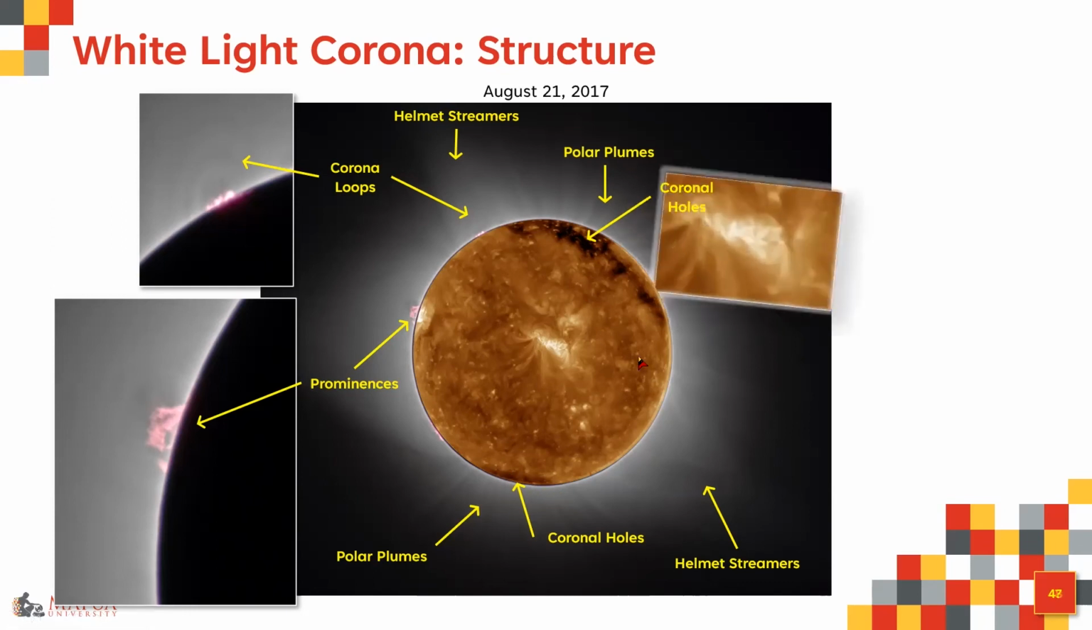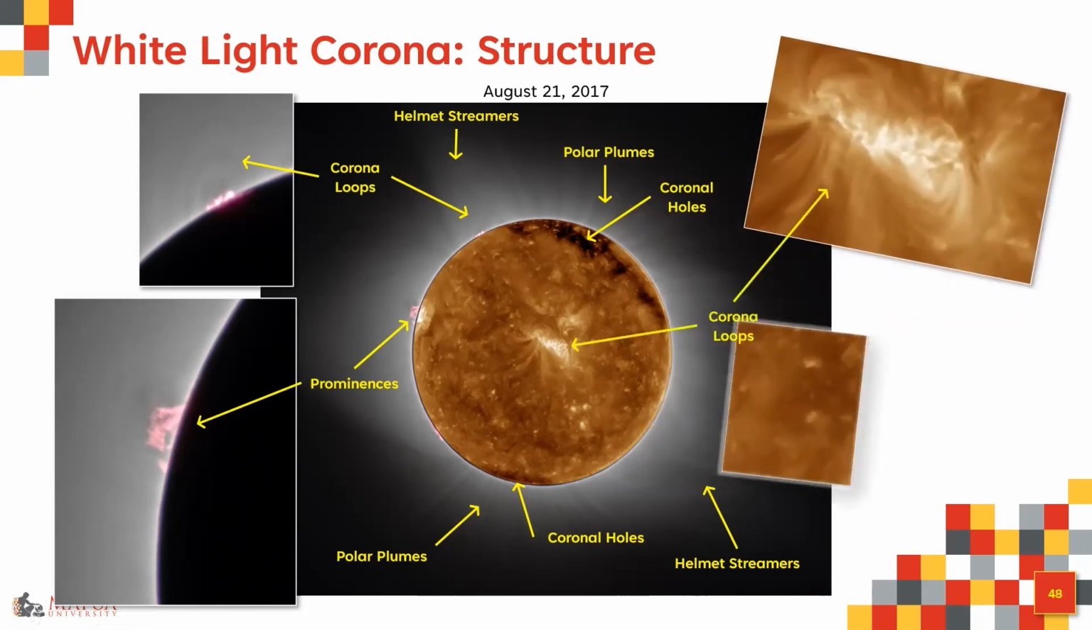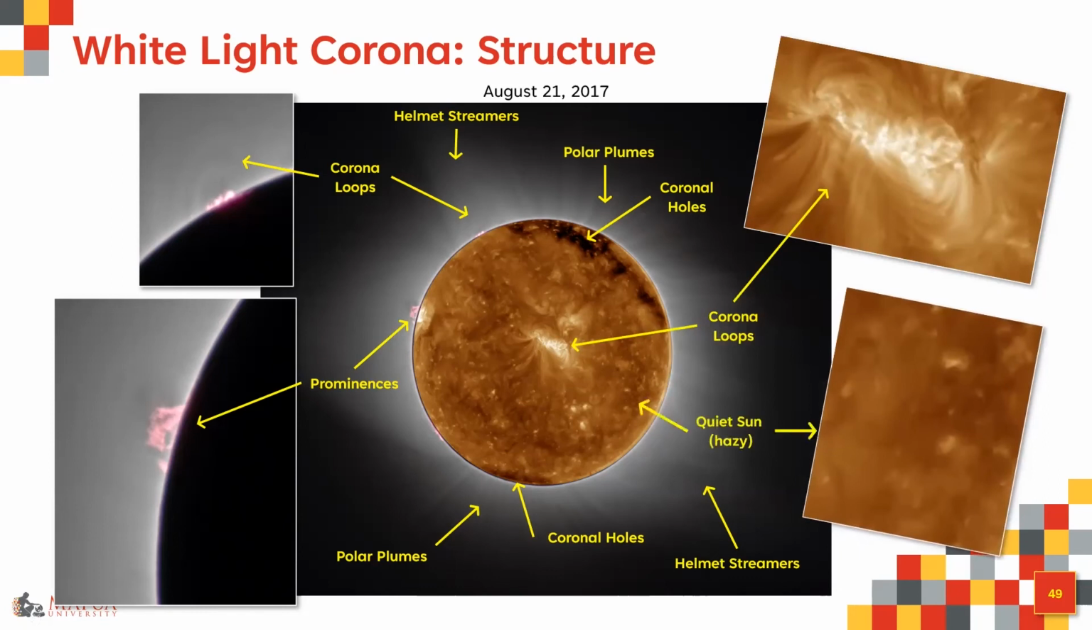Okay, and then your coronal loops would look like this. And then your bright spots, or bright sun, or quiet sun, which looks hazy in this region, looks like this. The solar corona basically has this structure. You have your polar plumes, your coronal holes, your helmet streamers, and your coronal loops. The coronal loops at the limb can be observed like this, and then at the surface of the sun, they can be observed like this.